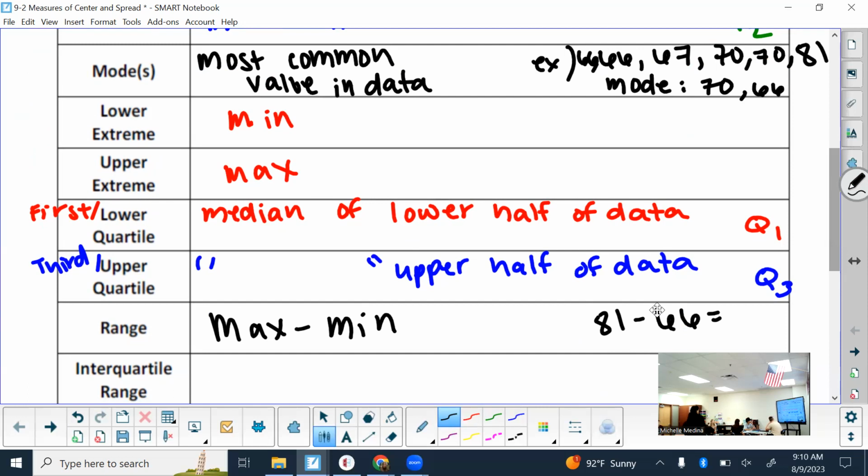Okay, there we go. So then 15 is my range. That's how spread out my data is. It goes from 66 to 81, that's 15. Make sense?